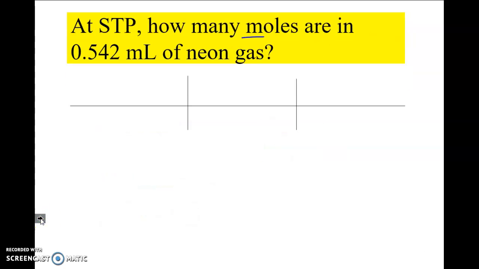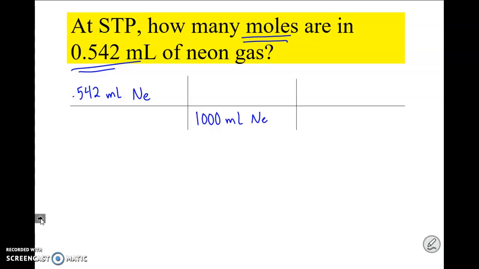Next one, at STP, how many moles are in this many milliliters? So here, I'm going to start out with 0.542 milliliters of neon, but my conversion uses liters, so I'm going to go ahead and convert. For every 1,000 milliliters of neon, I have 1 liter of neon. 22.4 liters of neon for every 1 mole. There's my molar conversion. Final answer, 2.42 times 10 to the negative 5 moles of neon.